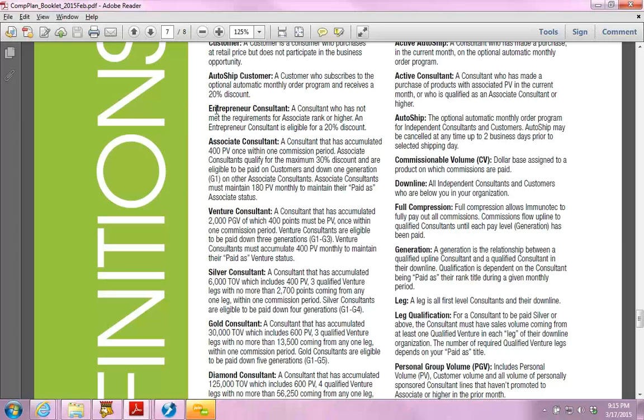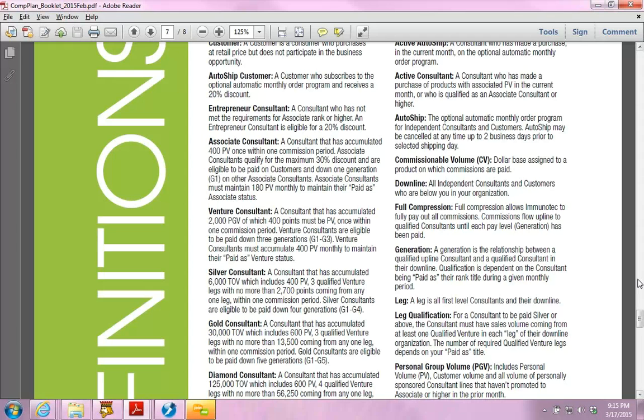The thing you can never do as an entrepreneur consultant is get paid. So a person who really thinks they're building a business doesn't want to stay an entrepreneur for very long. But it is theoretically possible if somebody's really struggling for cash that they can do that.